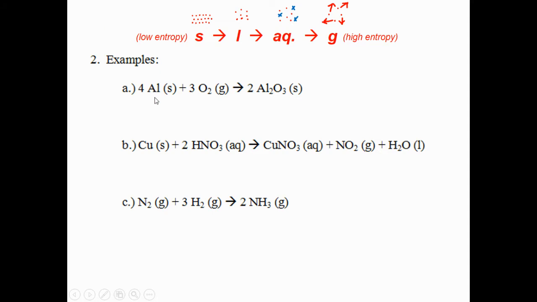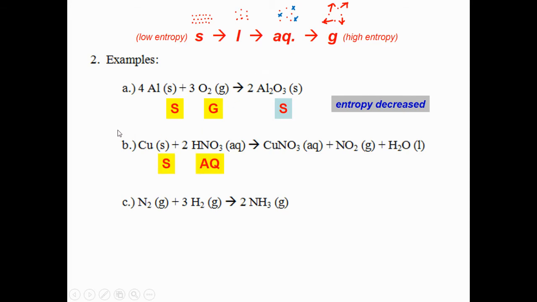So in this reaction, we start out with solid aluminum and oxygen gas, and at the end, we've produced a solid, Al2O3. Overall, we go from a solid and a gas to a solid. We're going from more entropy to less entropy. So entropy overall decreased. They were more disorganized, and now they're more organized in terms of the phases and what has more and less entropy.